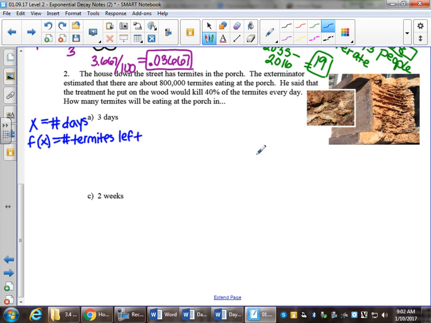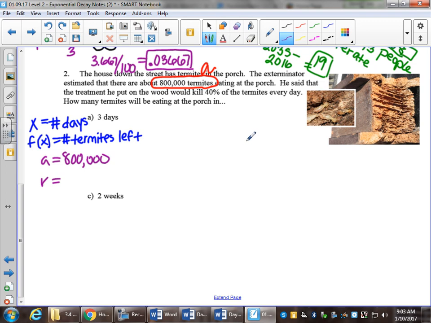Ask yourself, once you've defined your variables, what's the next step? A and R. So A equals, R equals. Let's find those 2 pieces of information. What's A? Look for it. What's the initial number of termites in this porch? Circle it, label it. A is 800,000. It's a lot of bugs.